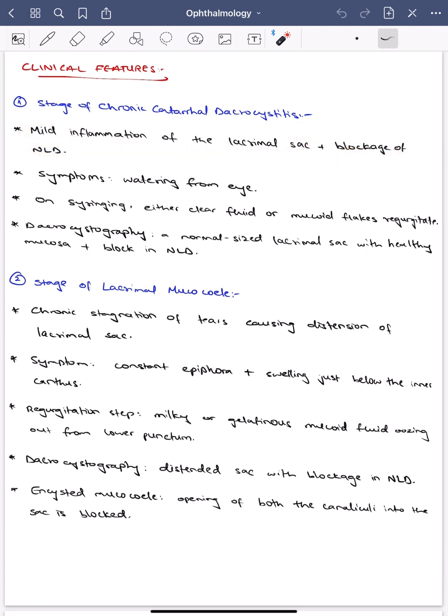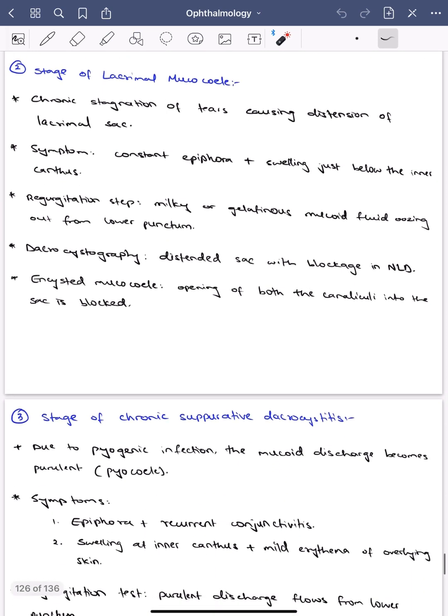And because the inflammation is mild, the only symptom is watering from the eye. And on syringing, clear fluid or mucoid flakes regurgitate. And on dacrocystography, that is when you look at the lacrimal sac, you can see a normal sized lacrimal sac with healthy mucosa, and there is a block in the nasolacrimal duct. So this is the first stage. So remember, block in the nasolacrimal duct plus mild inflammation of the lacrimal sac.